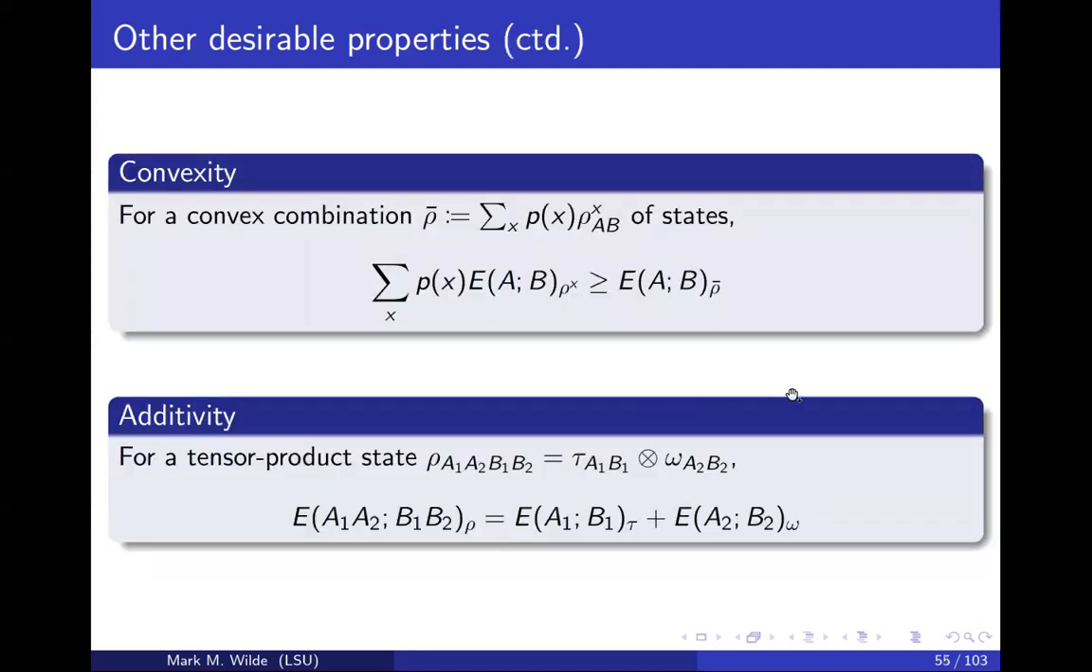Okay. Another desirable property is called additivity. So if you have this kind of tensor product where Alice's system splits into an A1 and A2, and Bob's system splits into a B1 and B2, and they have this tensor product of states across the system, then it's kind of a nice property if the entanglement is additive, right? So the entanglement between all of Alice's systems and all of Bob's systems is the sum of these individual entanglements. And that's for the tensor product structure.